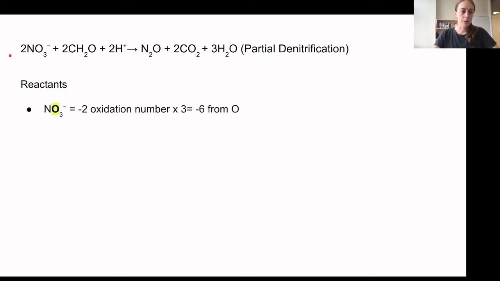So, starting with nitrate, and remember, we can't just look at the molecule as a whole, we have to look at each individual element within that molecule. So for oxygen, we know by rule 6 that our oxidation number for oxygen is -2, and we have 3 of those oxygens, so 2 times 3 is -6. And then for nitrogen, we have a +5, which is net -1 because we have this minus charge over here. So we can infer that to get a -1 from our -6, we need a +5.